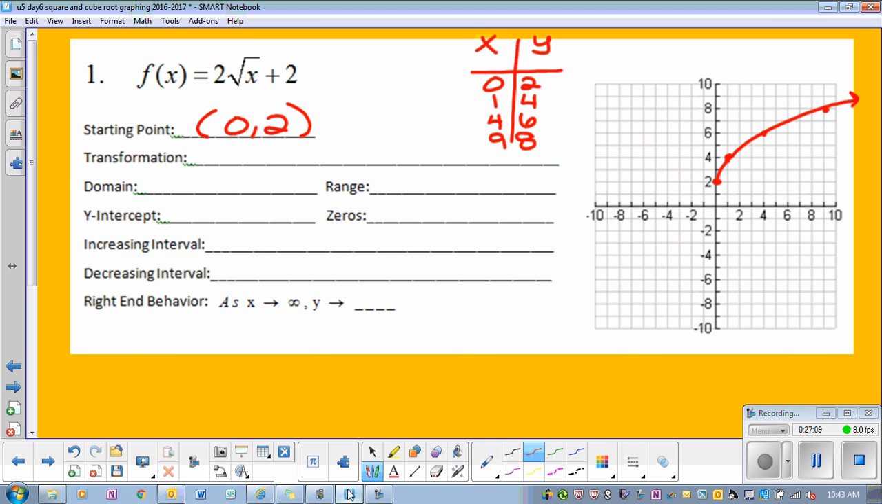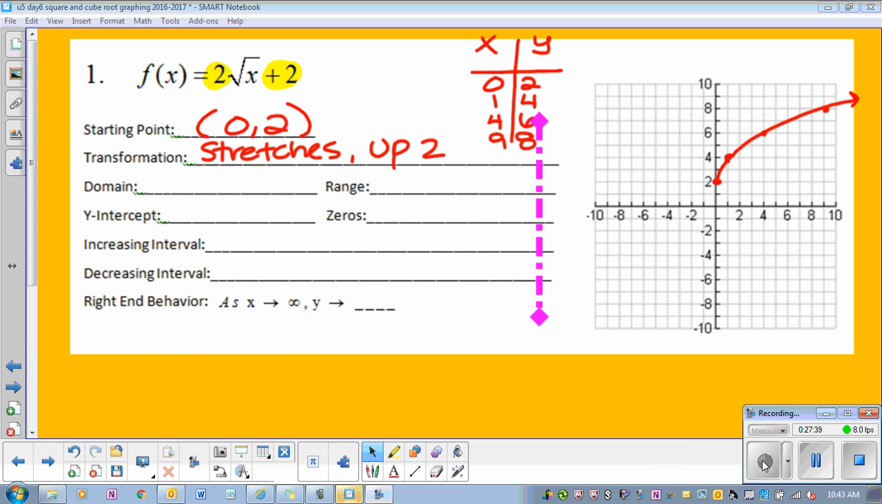And then, I want you to write down the transformations. What kind of transformations happen here? Stretches by 2. Stretches and? Up 2. Good. Super. Now, take a few seconds and try the domain and the range.